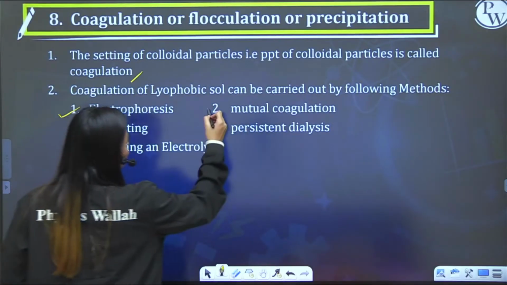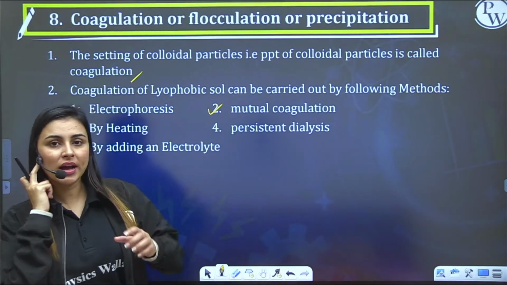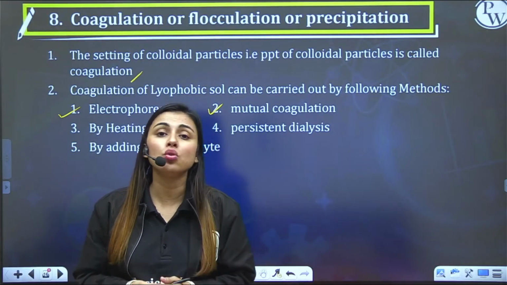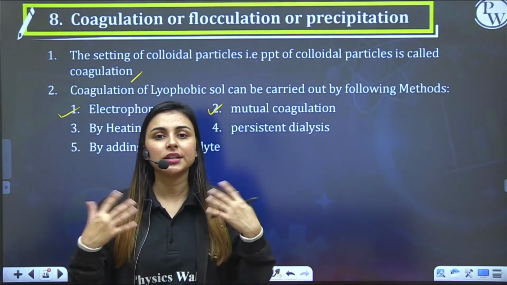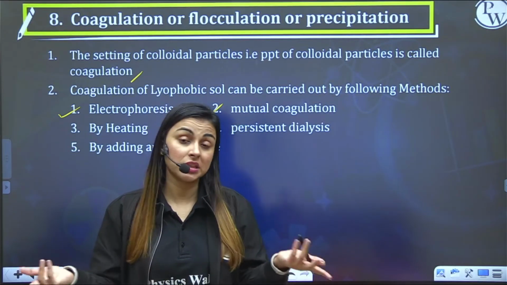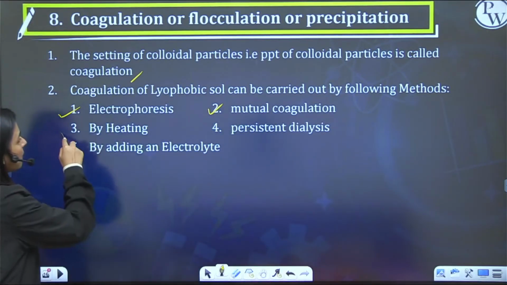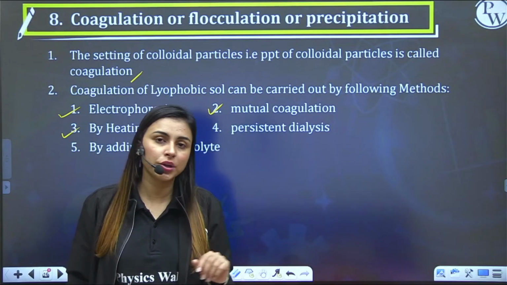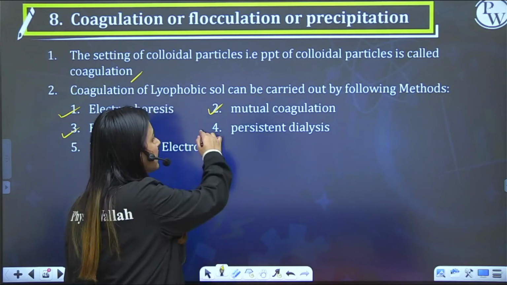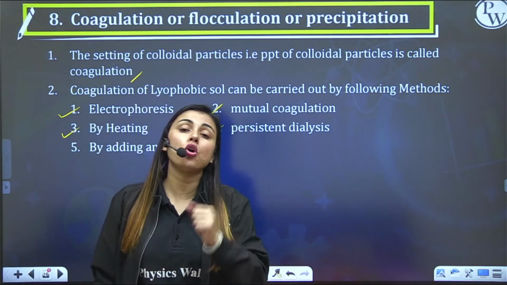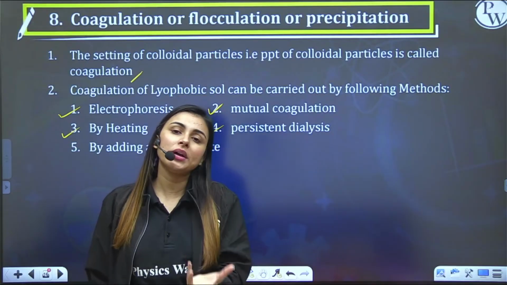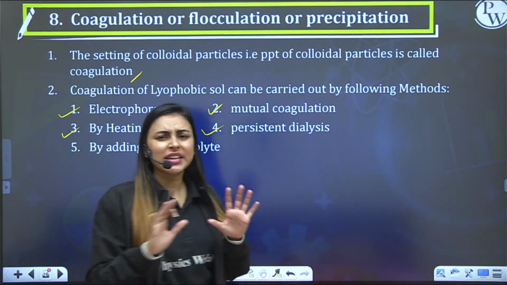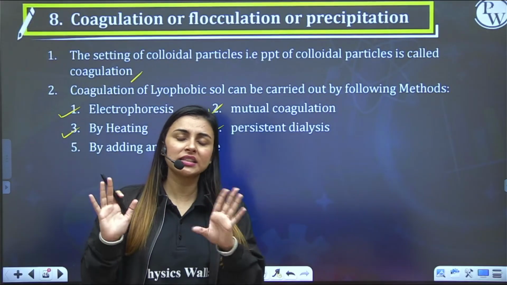The other is mutual coagulation. Let's say you have a positively charged colloid and a negatively charged colloid. They do mutual coagulation, that is, they neutralize each other and form PPT. Third is by heating. You might heat a colloid and make it settle down and convert it into PPT. Next is persistent dialysis. If you keep on doing the dialysis for a colloid, at one point it will get converted into PPT. These are the 4 methods, which are very easy and normal.